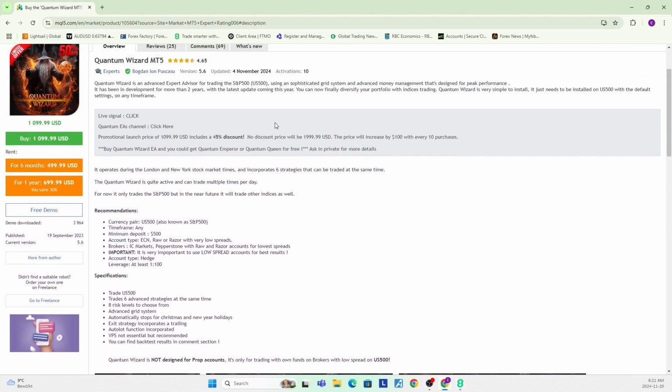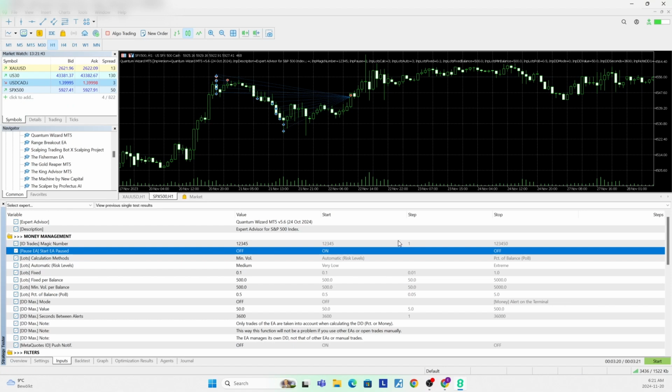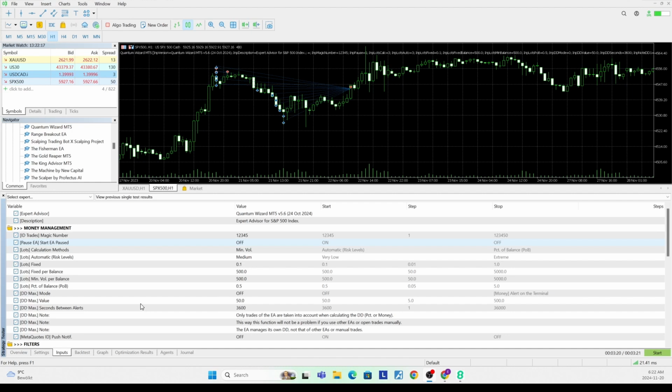But really, we don't have a live signal here, nor do we have a ton of information of how this works. But so far, from what I can see, it appears to be a grid martingale on the S&P 500. And let me quickly open up the MT5 backtester, where I've taken the liberty of downloading this. Okay, so we can now kick off here on the Inputs tab to get a bit of a better idea of how this bot works. I've also already ran a backtest here, so the graph you see in front of you is how the system ran, and this is the Quantum Wizard.